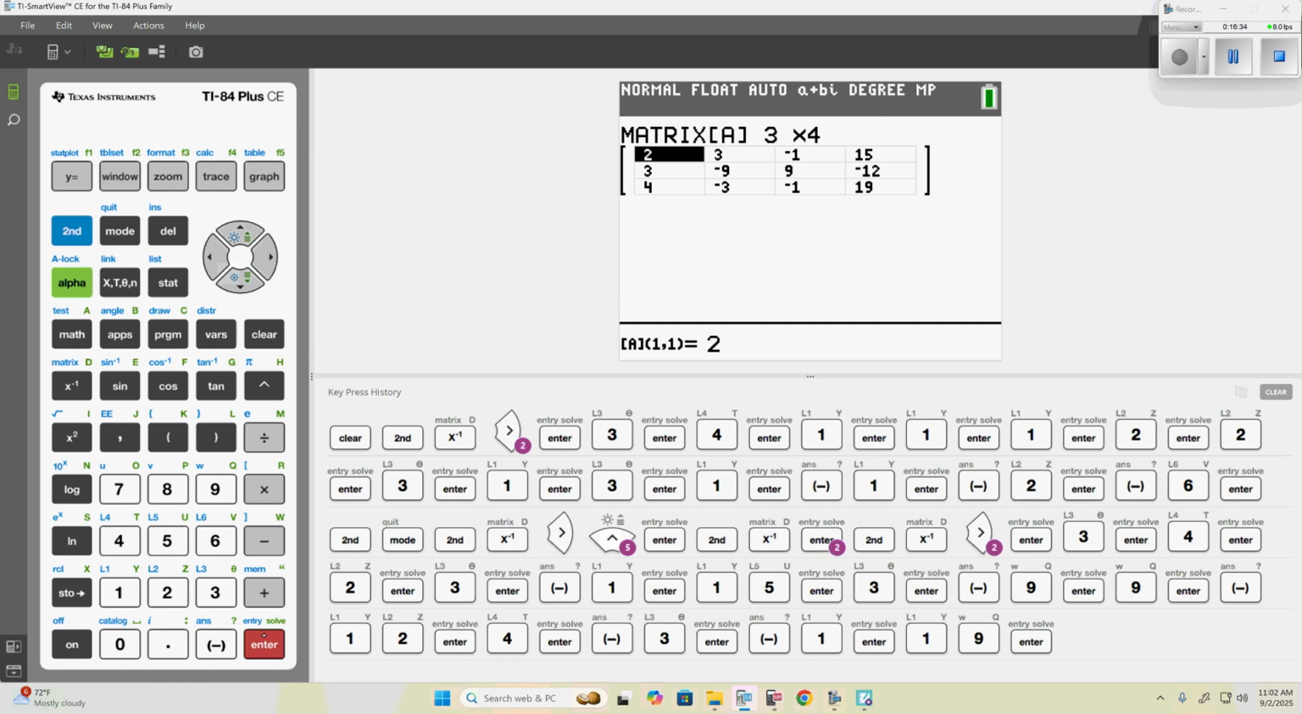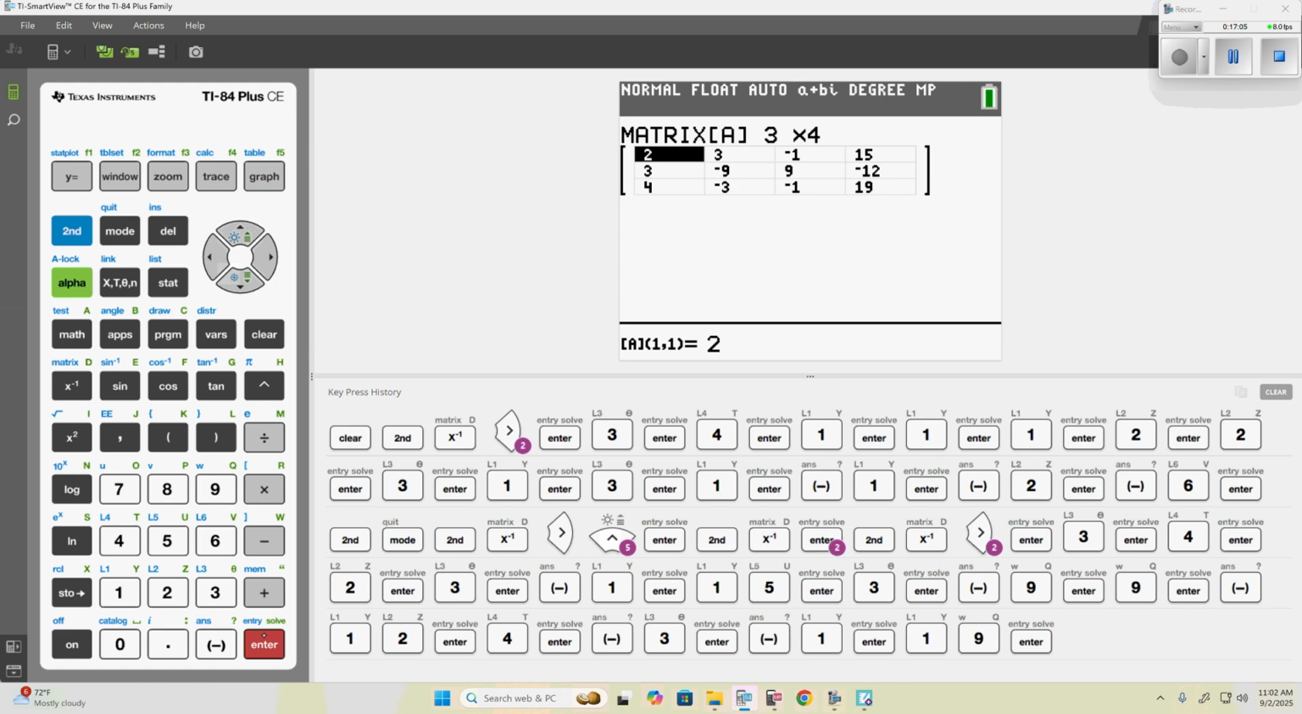Because it is also in your paper. Because we're just writing in that there. Press a number, press enter, and then go on to the next number. See how the first one is 2? Press 2, and then enter, and then 3, enter, -1, enter, and then 15, enter, and then you're back to the start. So do the second row.